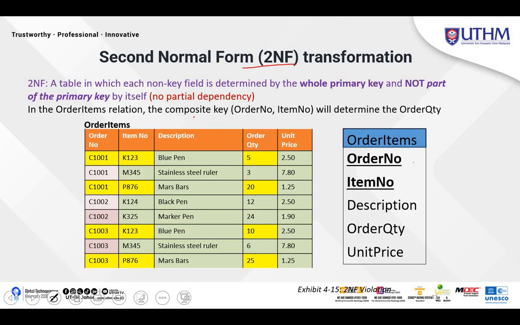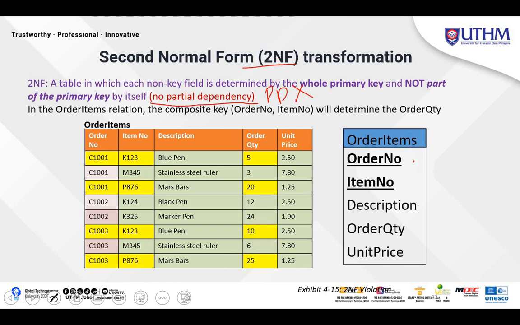So what we are going to do in the second normal form is remove partial dependency, PD. We shouldn't have PD in our table. In the order items relation, the composite keys, order number and item number, will determine the order quantity. Okay, what is a primary key? What is partial dependency? We have 2 keys, right?